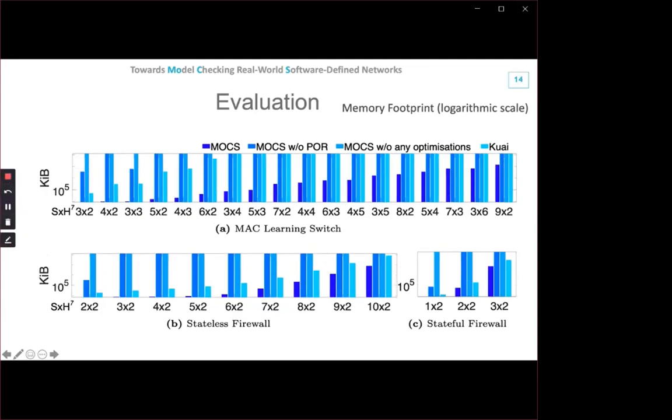This figure shows the memory required by model checking for the same three benchmarks used as before. Obviously, the main factors that affect the memory footprint are the packet and rule indexing and bit packing.